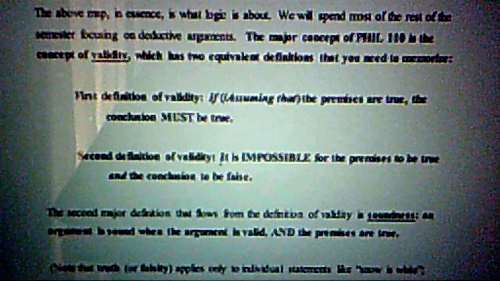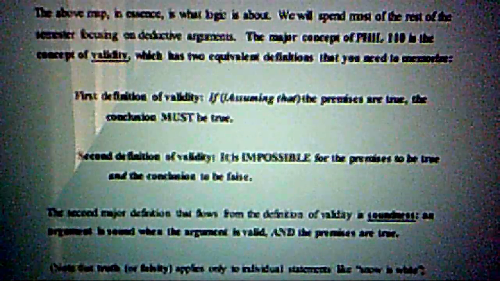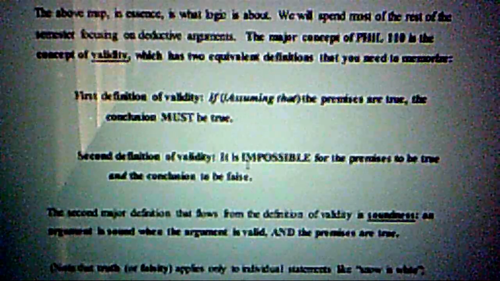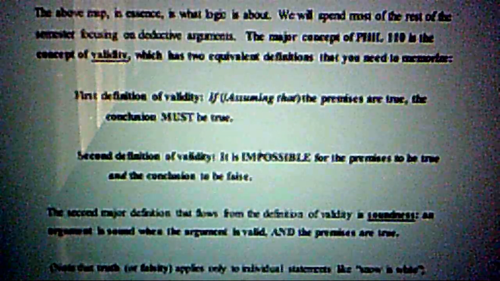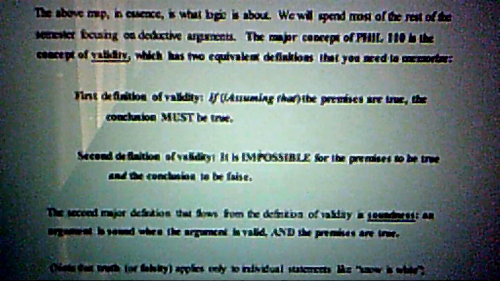The second definition that follows from this, they're equivalent, although this second one is harder to understand, and I'll come back to it later to try and give you guys some examples to help explain why they're equivalent and in what sense the second definition makes sense. The second one says it's impossible for the premises to be true and the conclusion false. So keep in mind the first definition, then using that I'll try to explain why the second one makes sense.